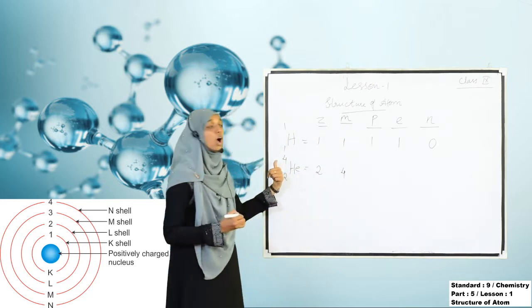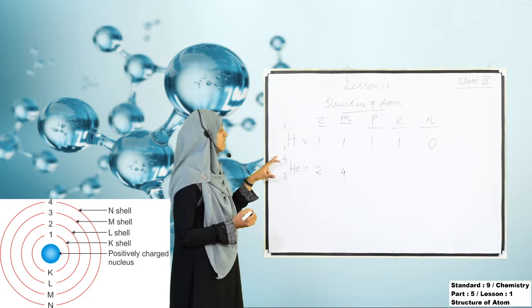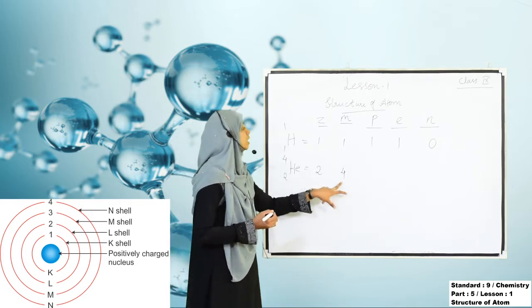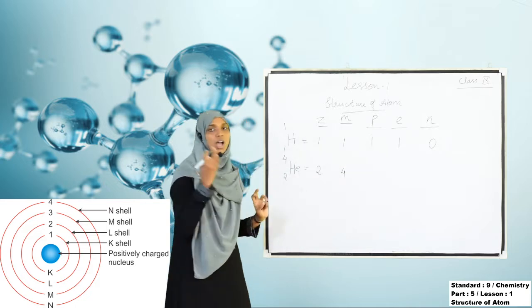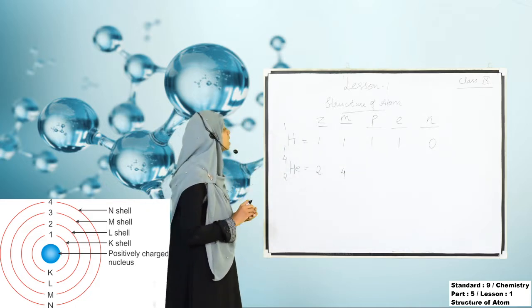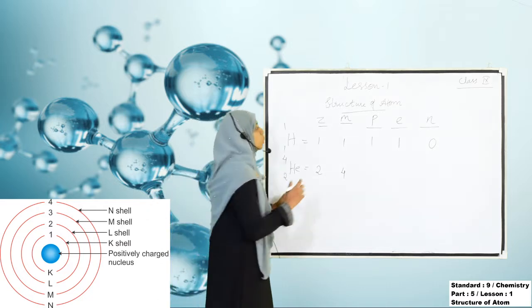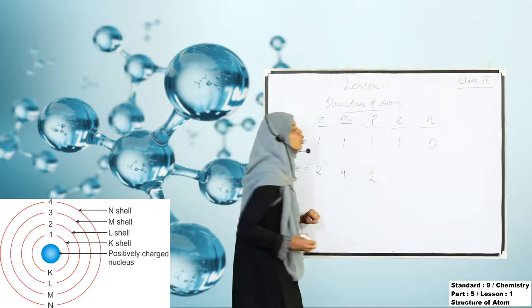So how can we find the mass number? We write the mass number on the top left side, and the mass number is equal to 4. Then how do we write the number of protons? The number of protons is equal to the atomic number. Here the atomic number is 2, and the number of protons is equal to 2.